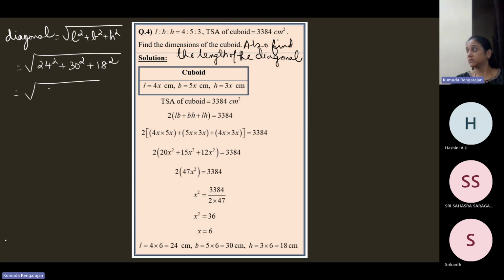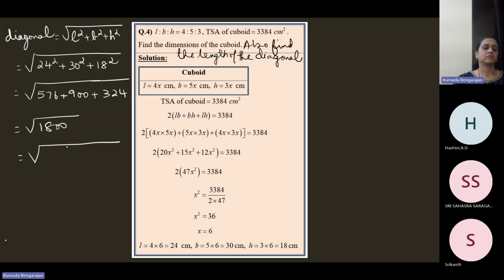What's 24 squared? 576. 30 squared? 900. 18 squared? 324. And what's your sum? 1800. Yeah, now prime factors. 2 into 2 into 2, 3 into 5. 2 into 2 into 3 into 3 into 5. This is 2 cube into 3 square. Yeah, correct. Which is 2 cube into 3 square into 5 square.